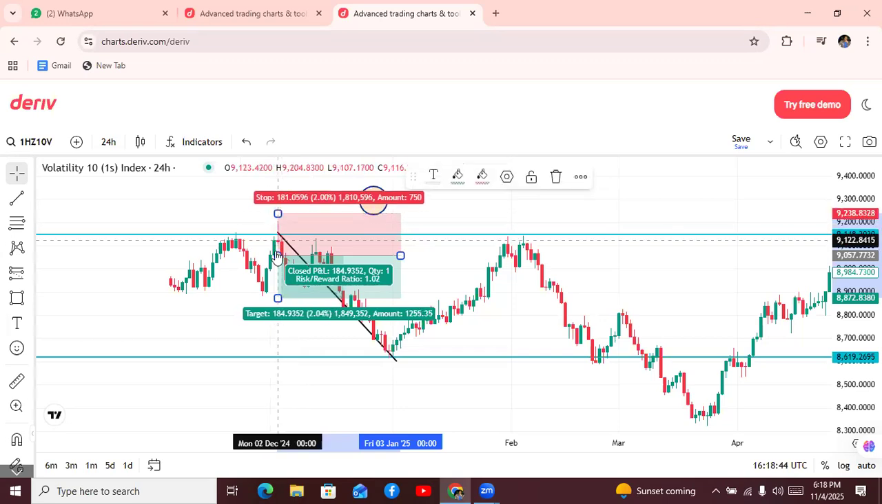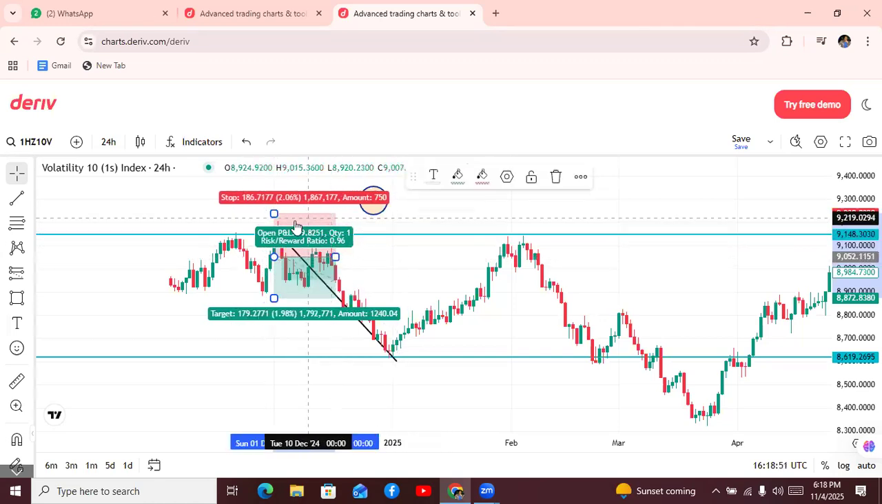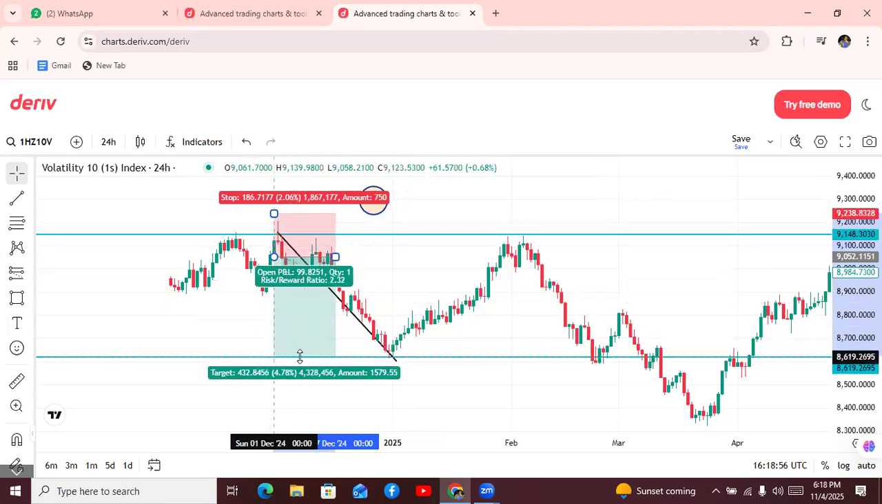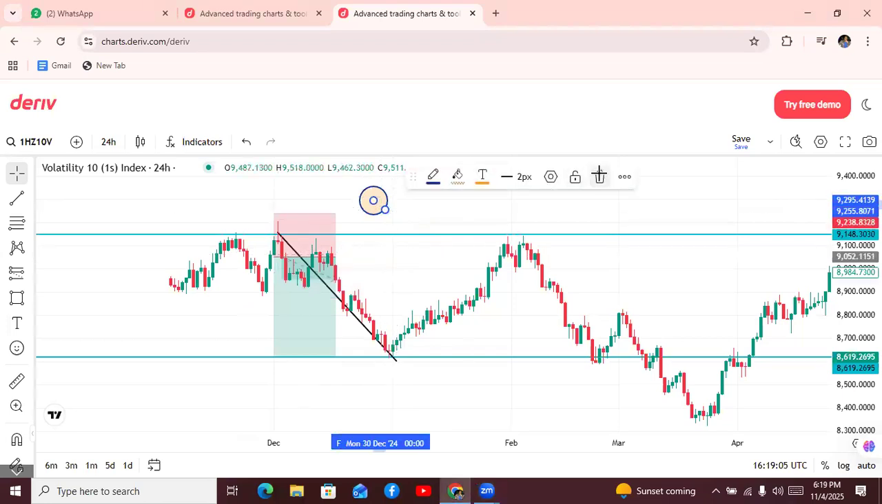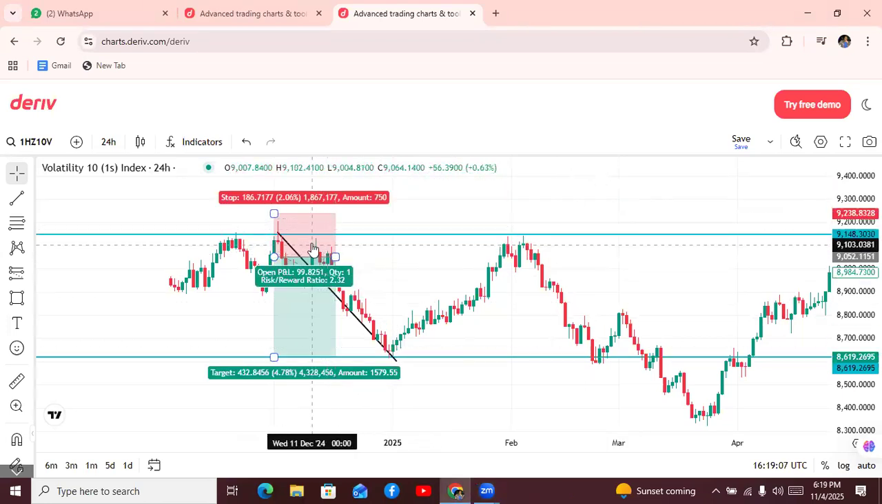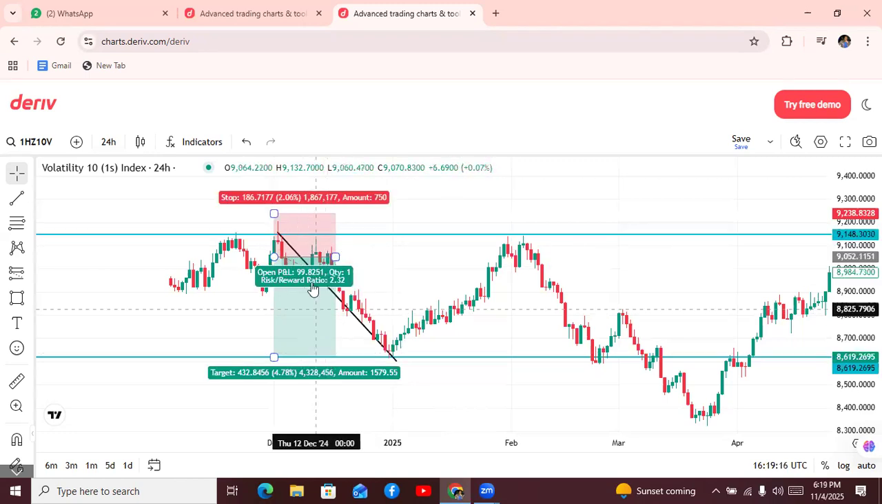Our stop loss, meaning this is how far we are protecting our balance. Our stop loss is this red one. We are going to put it there and then we target the next support, giving us an opportunity to make money out of this particular trade.